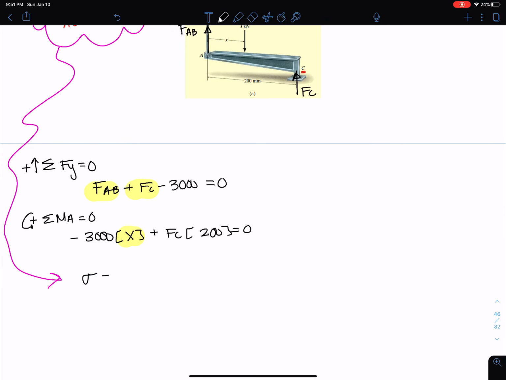And I can say sigma equals FAB over the area of AB, which is given as 400 millimeters squared, which is equal to FC divided by 650. And I relate FC to FAB by just cross multiplying. And now I have three equations and three unknowns.